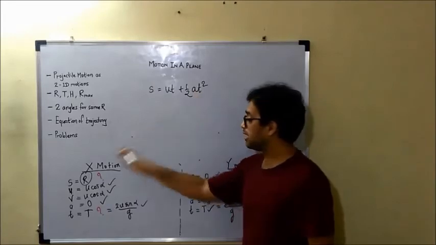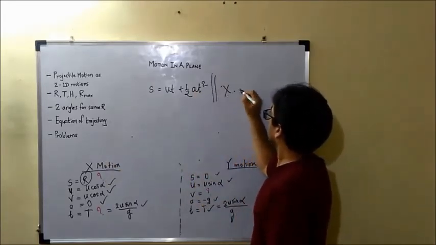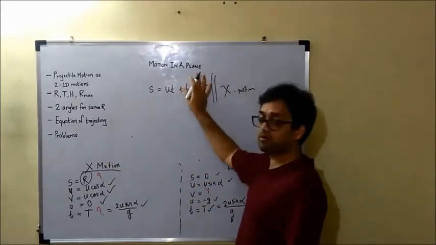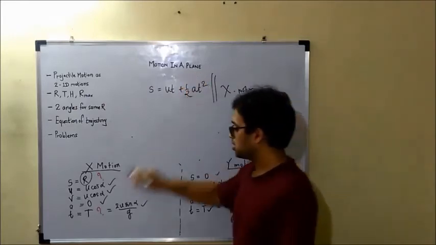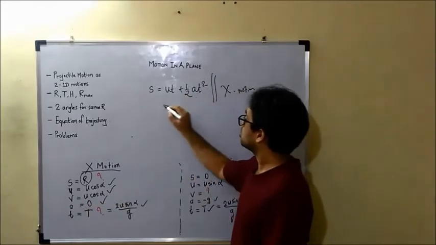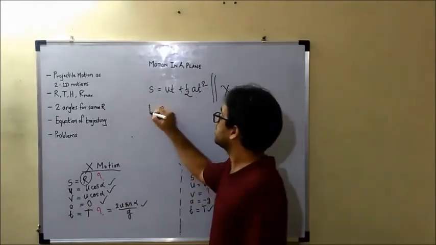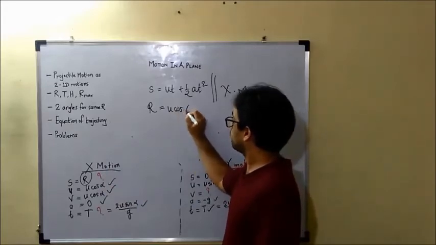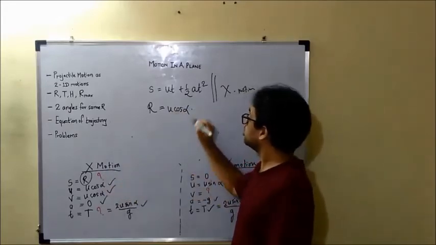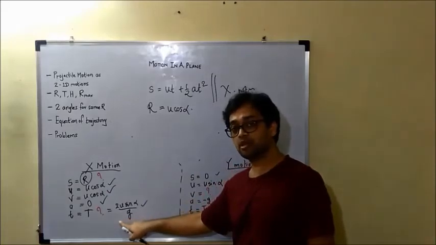Now acceleration in x motion, so this is in x. Acceleration is going to be 0, so this term you need not worry about it, even though it is time square, but it's going to vanish because I'm going to put acceleration as 0. So what do I get it as? S is range, which is r, is equal to u, which is u cos alpha, horizontal velocity, into t, which is time, which we got in the previous step.